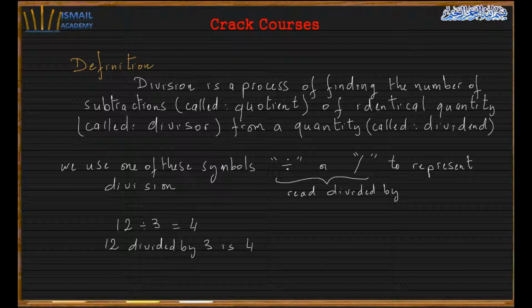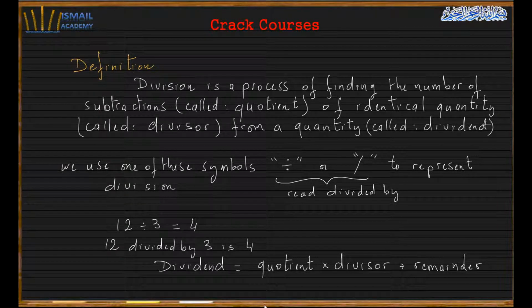So the general notation of division: we will have dividend is equal to quotient times divisor plus remainder, and this is what you call Euclidean division. This is the Euclidean representation of the division.